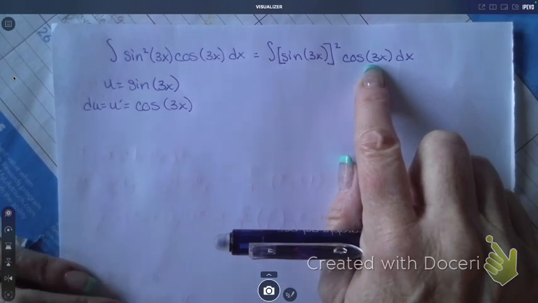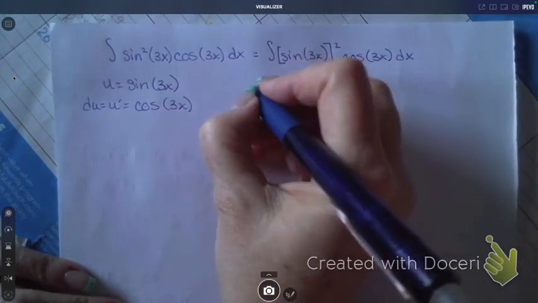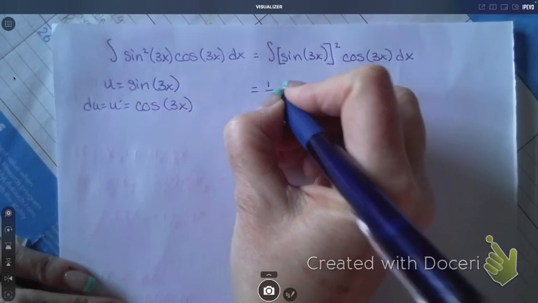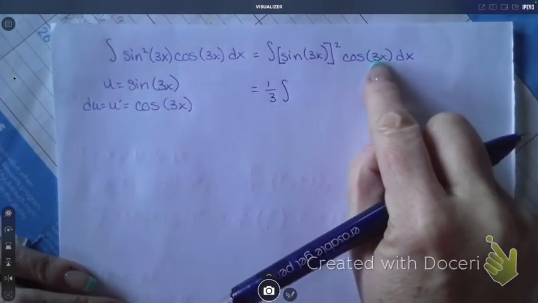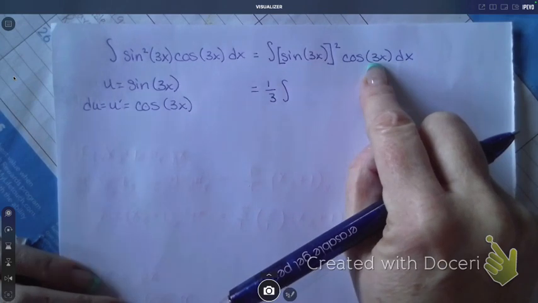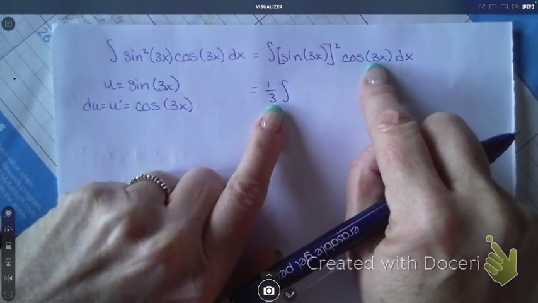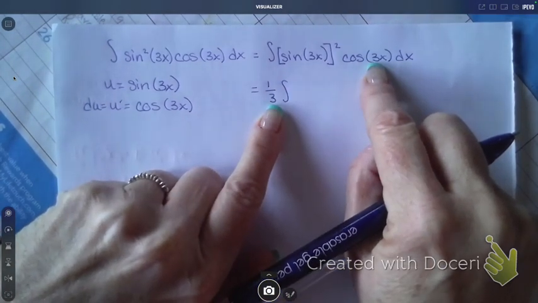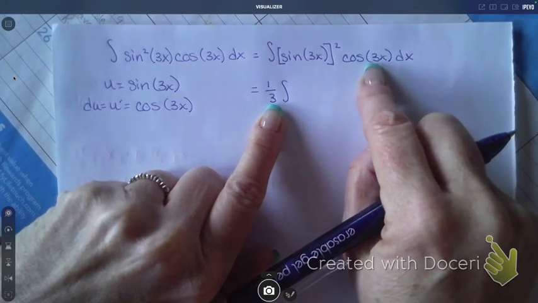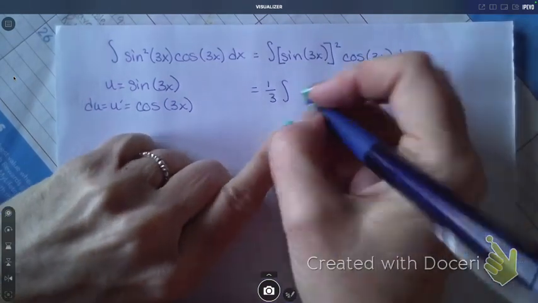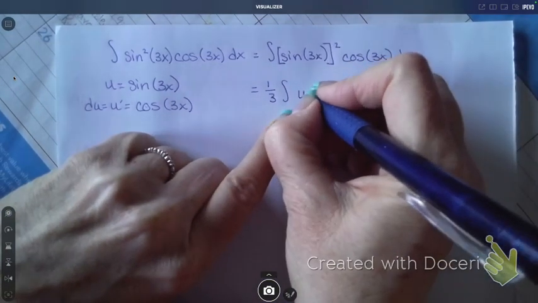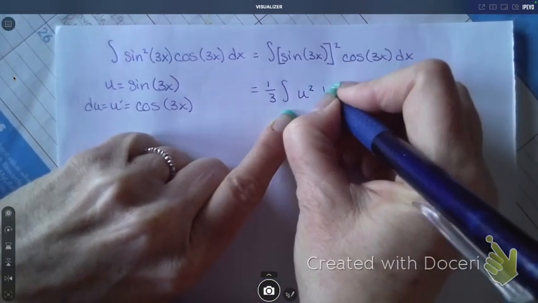Then we need a what? A 1/3, yes. Again, why do we need the 1/3? Because we're missing that 3, aren't we? Okay, so with that 1/3, we've taken care of the 3 that should be there. So now we can just say u to the second du.